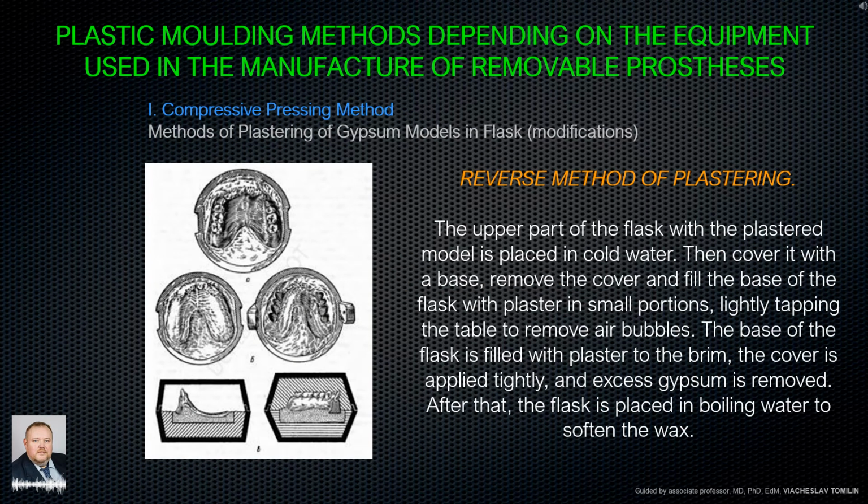The upper part of the flask with the plastered model is placed in cold water. Then cover it with a base, remove the cover and fill the base of the flask with plaster in small portions, lightly tapping the table to remove air bubbles. The base of the flask is filled with plaster to the brim, the cover is applied tightly, and excess gypsum is removed. After that, the flask is placed in boiling water to soften the wax.